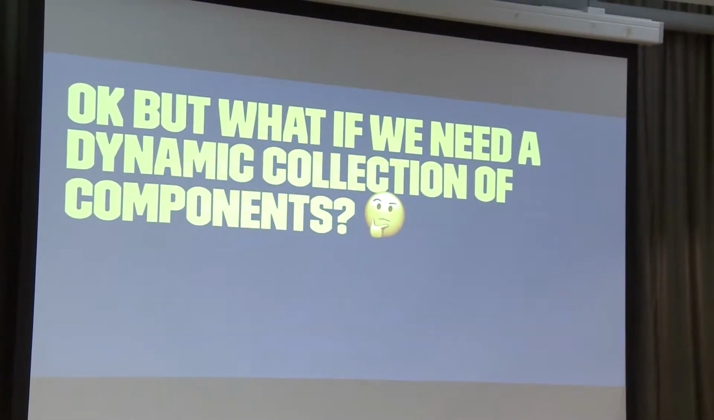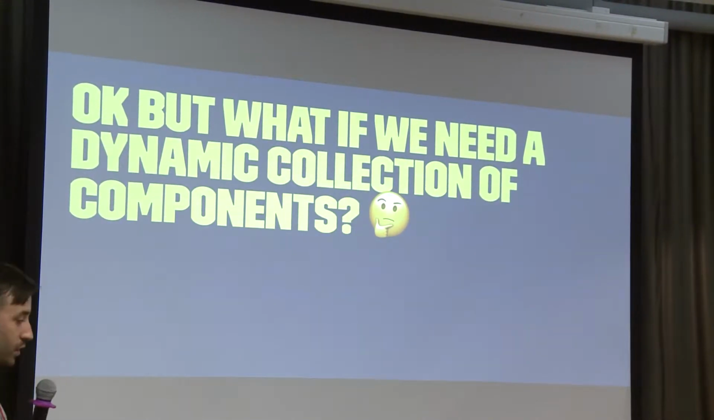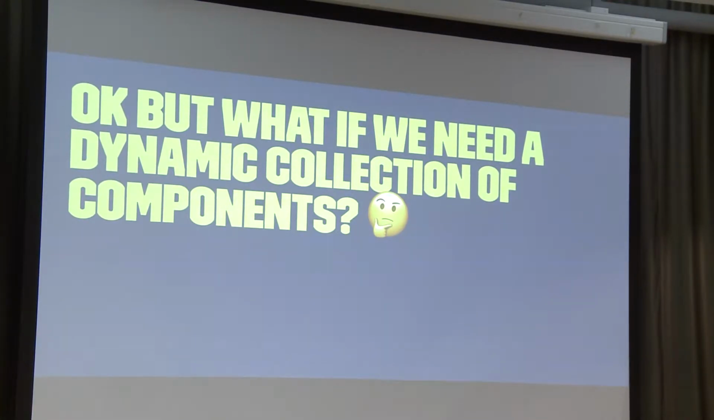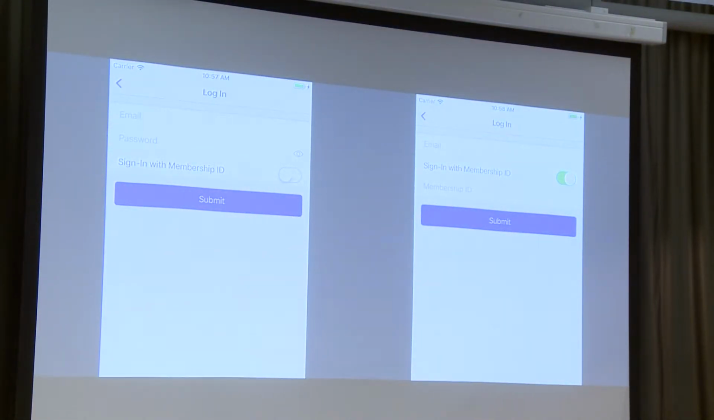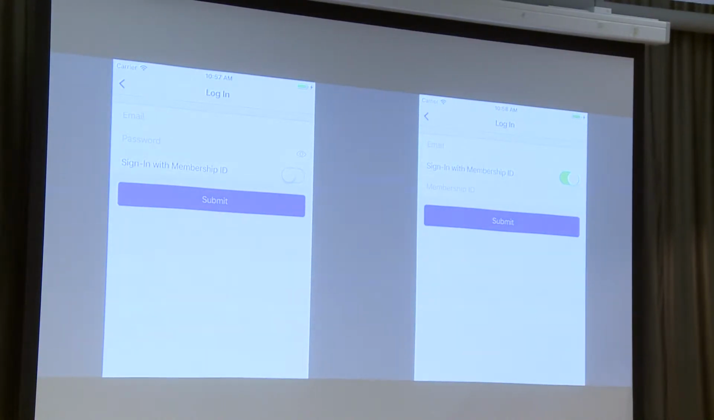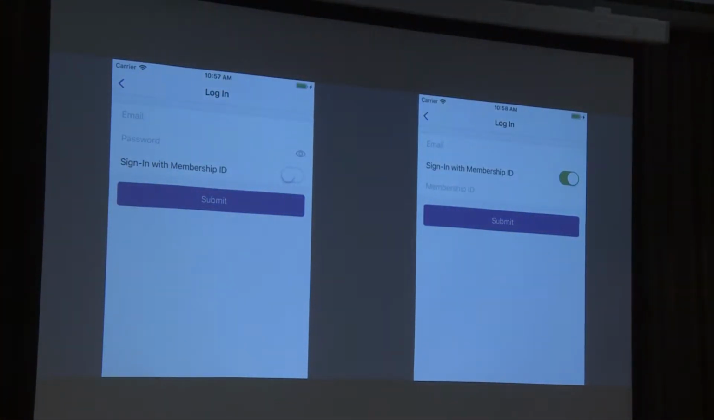So this is really nice, but what if we need to have a dynamic list of components, like we saw in the previous example? So let's define a simple one, which will be a sign-in with two types of authentication. Let's say, for example, we are interested in authentication with email and password, or email and membership ID. So essentially, we want these two screens, and we want to go from one to the other every single time that the switch is enabled or disabled, okay?